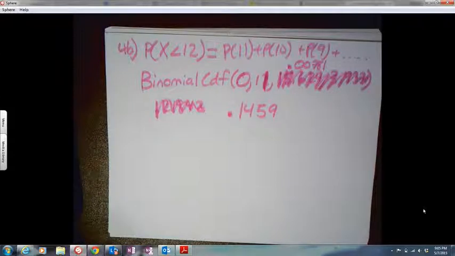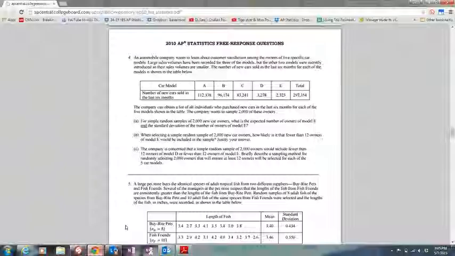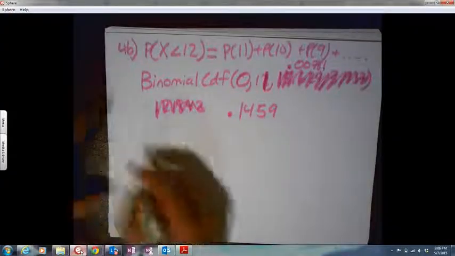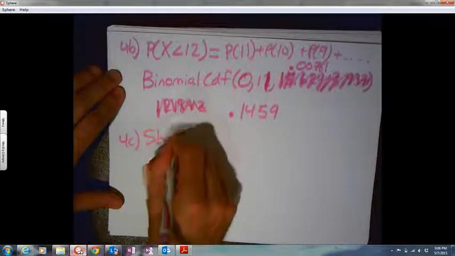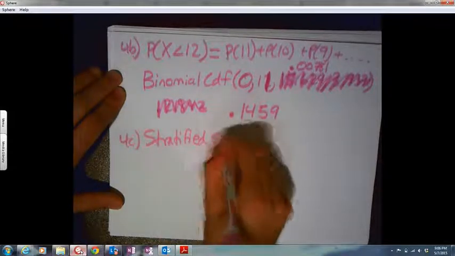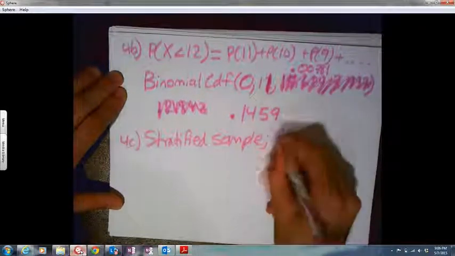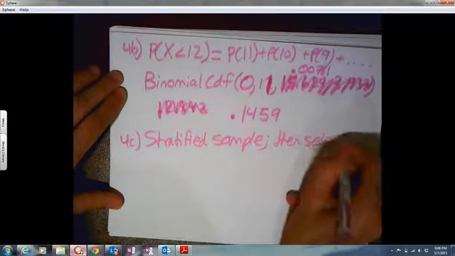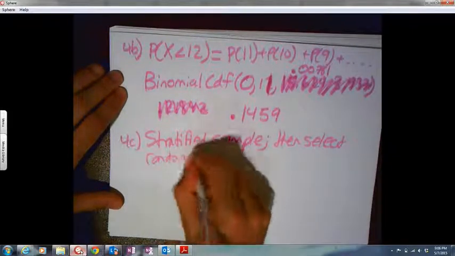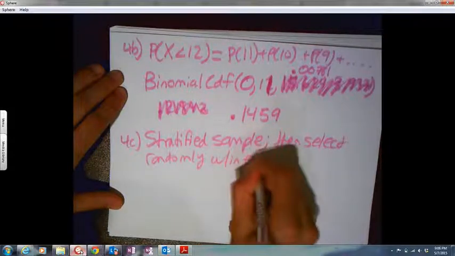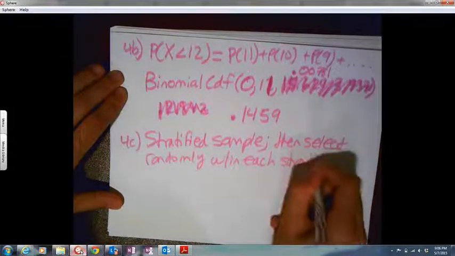All right, and let's go on to part C. The company is concerned that a simple random sample of 2,000 owners would include fewer than 12 owners. Describe a sampling method that will ensure at least 12 owners for all the car models. So here in 4C, we want a stratified sample, then select randomly within each strata, and the strata are the car models.